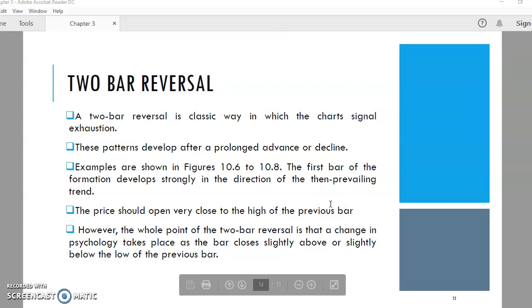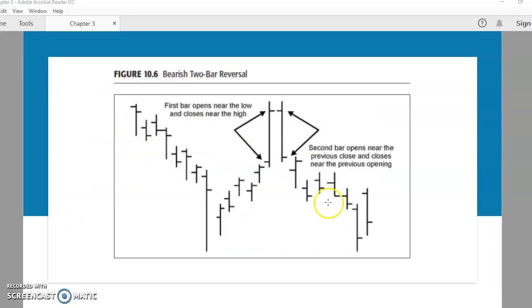Okay, the last one is the two-bar reversal. The two-bar reversal is a classic way in which the chart signals exhaustion. This pattern develops after a prolonged advance or decline. So this is the example. The first bar opens near the low and closes near the high, and the second bar is almost similar: it opens near the previous close and closes near the previous high. So this shows a bearish two-bar reversal exhaustion.